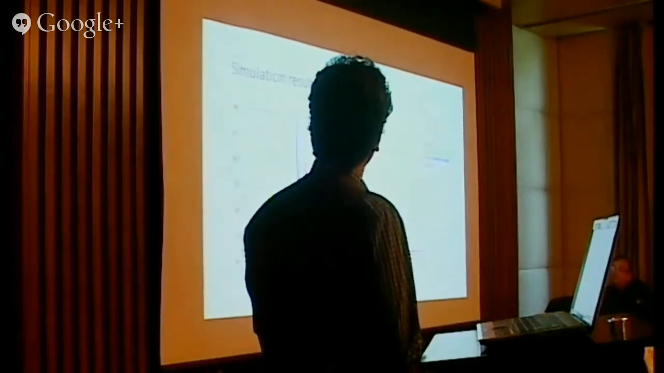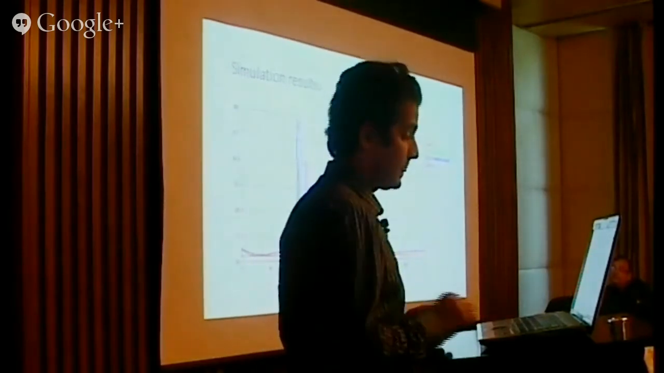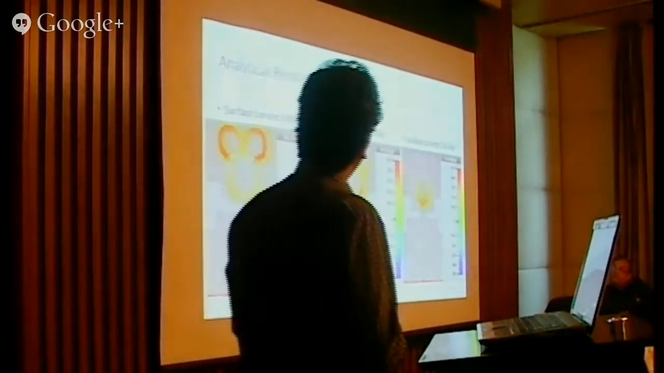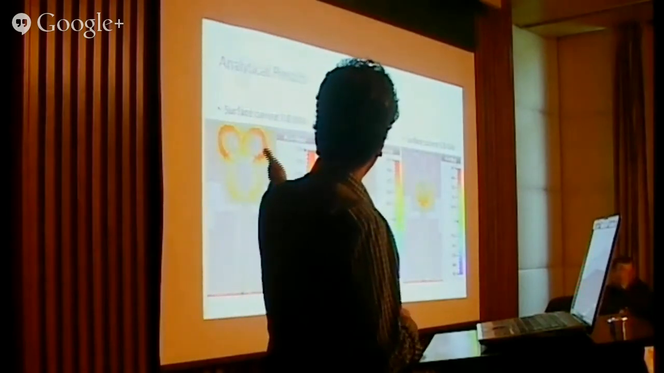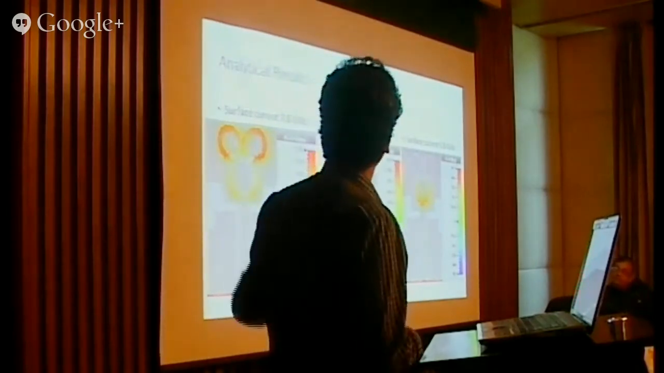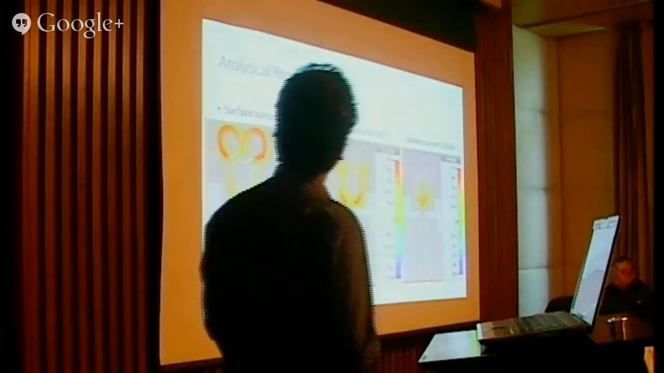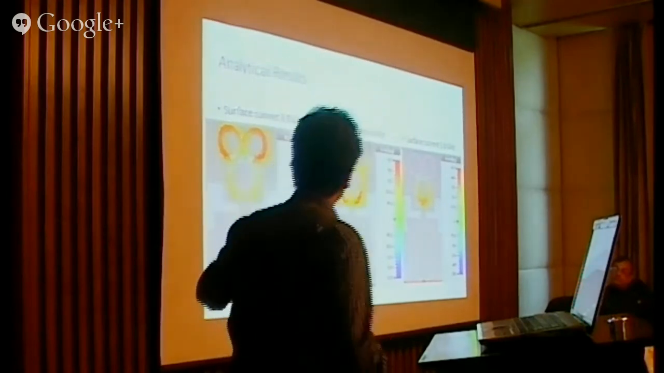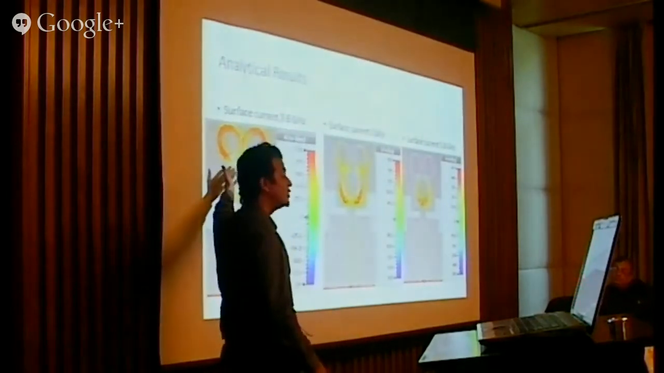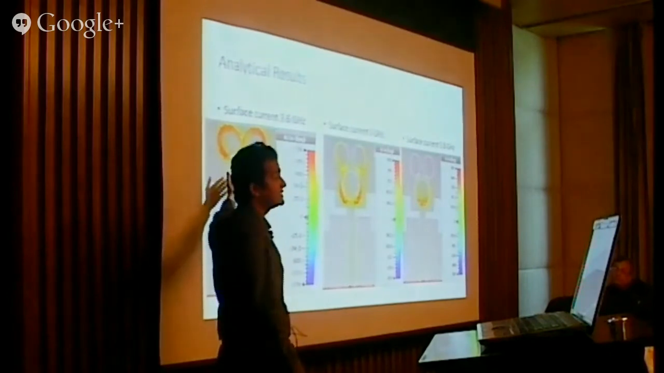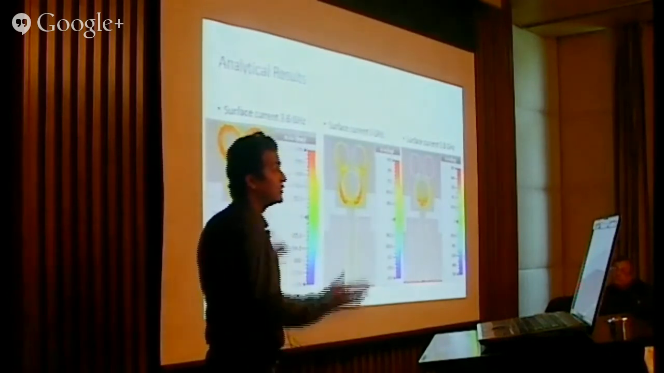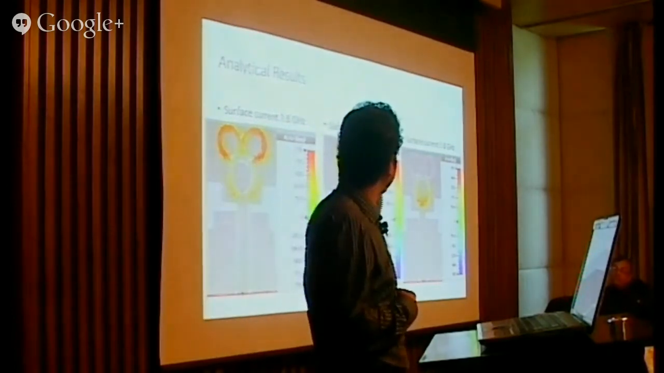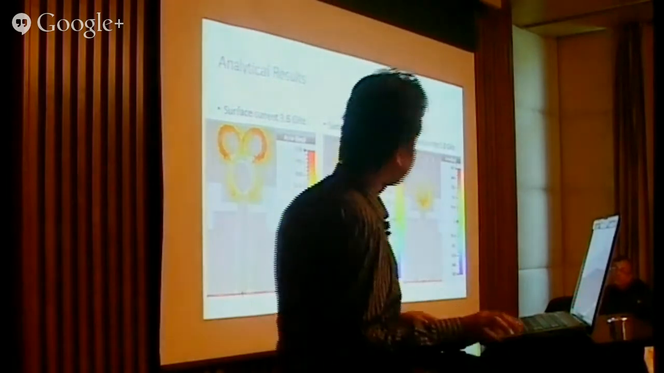This is just to show the dimensions. The analytical results are these. The surface current has been shown here in these three pictures. These three pictures show how the surface current gets distributed along this length, and we can clearly see that the longer the length, the more the resonance goes to the lower side of the frequency, in accordance with the frequency limitation: 3.6 GHz, 5 GHz, and 5.8 GHz.